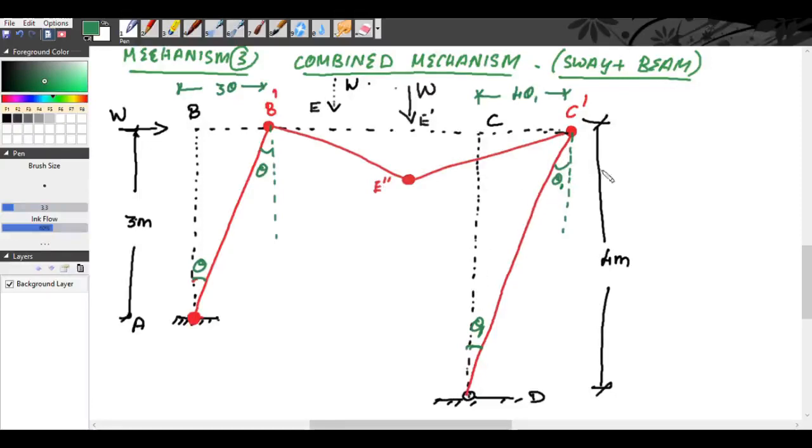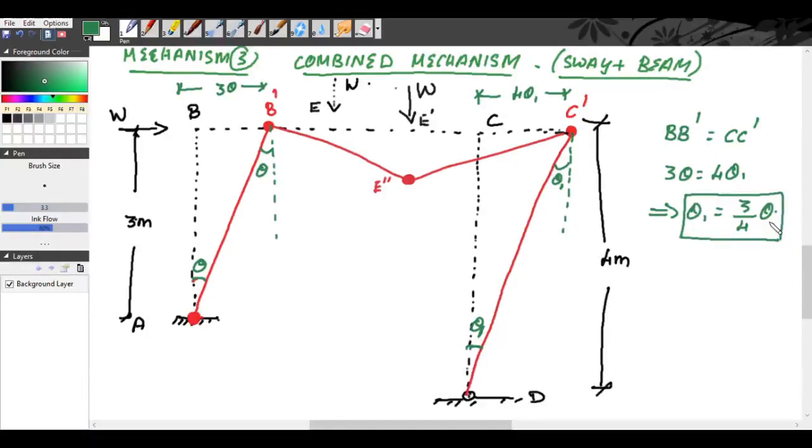Now we can write external work done is equal to internal work done. Before that, we will find the relationship between theta and theta 1. Since the columns are not at the same level, the rotation is different, but the distance moved by the beam will be same. That means BB dash will be equal to CC dash, which means 3 theta is equal to 4 theta 1, from which we get theta 1 is equal to 3 by 4 theta.